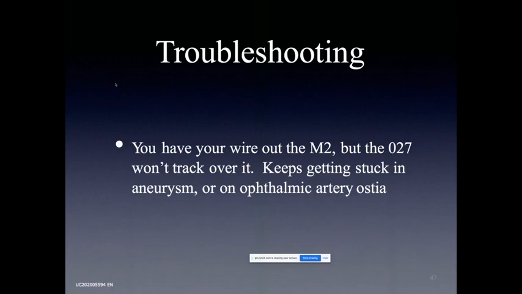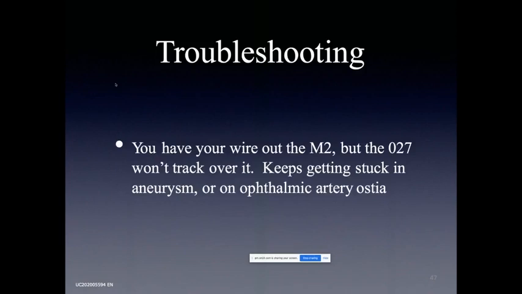What is the wire that fits inside the Phenom 027 with the synchro? You need a 10 wire, right? Synchro 10. So you should not be doing Pipeline if you don't have a synchro 10 on the shelf. You shouldn't be doing it if you don't have balloons on the shelf, all that stuff. You need a 10 wire. As soon as you see the 027 starting to herniate or do anything weird, just immediately ask for the 10 wire and say, just get that in the room and don't open it yet.